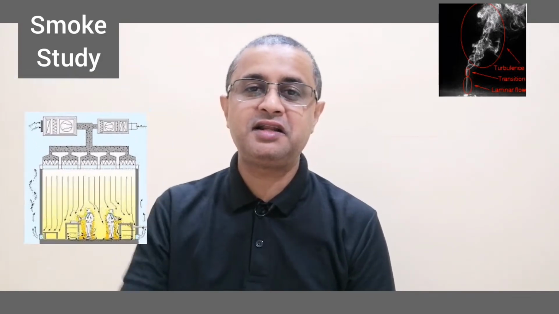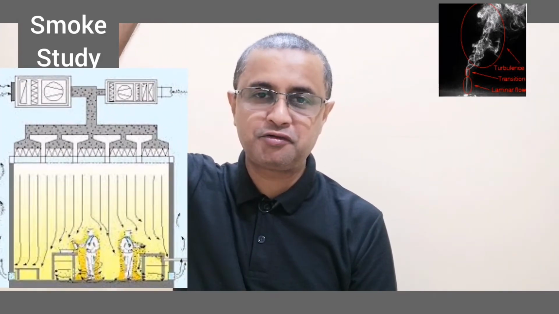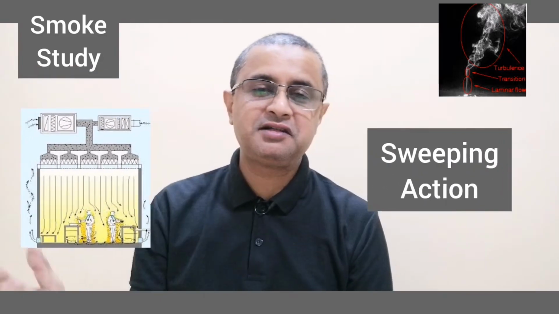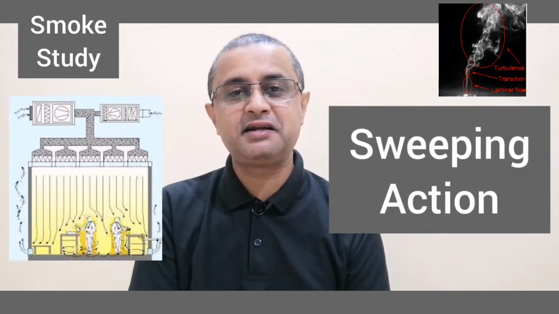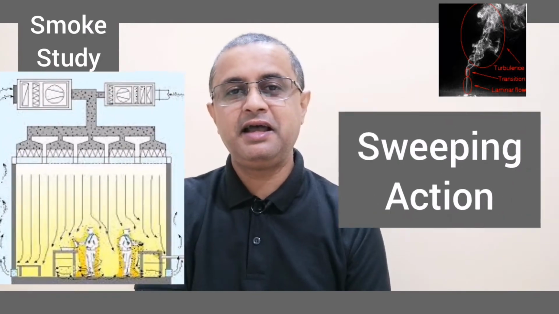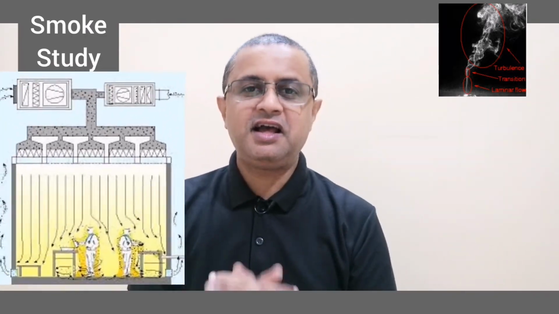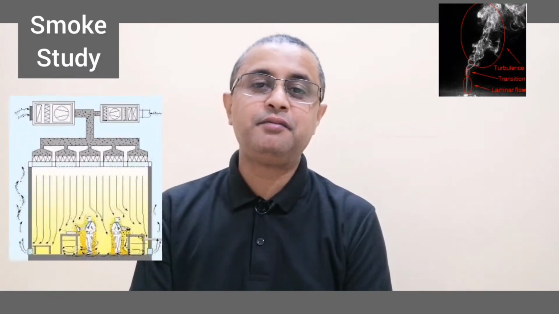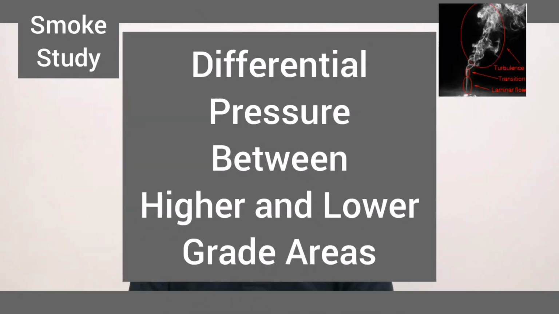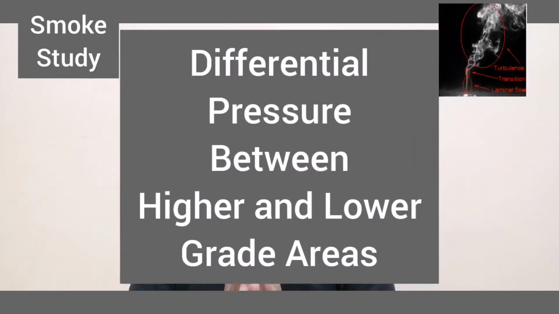We have to demonstrate that airflow is coming from the terminal HEPA filter downwards with a sweeping action, and it goes to the return riser, and the return riser takes all the air, and this we have to demonstrate through the smoke study. The next important part in maintaining the area cleanliness is the differential pressure between the two different classes of area. So how to do that?